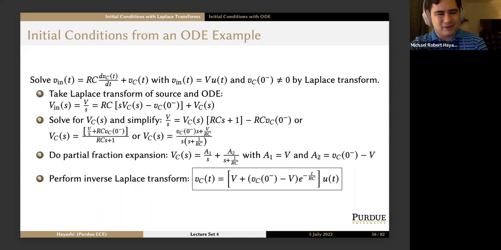Let's see. We'll factor 1 over s out of top and bottom, and then divide through by RC so that we get a unit coefficient in front of this term. So we get Vc(s) equals Vc(0-) s plus V over RC, all over s times the quantity s plus 1 over RC, closed quantity.